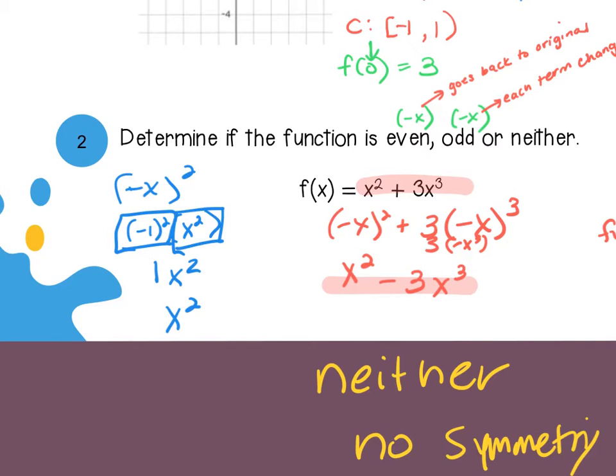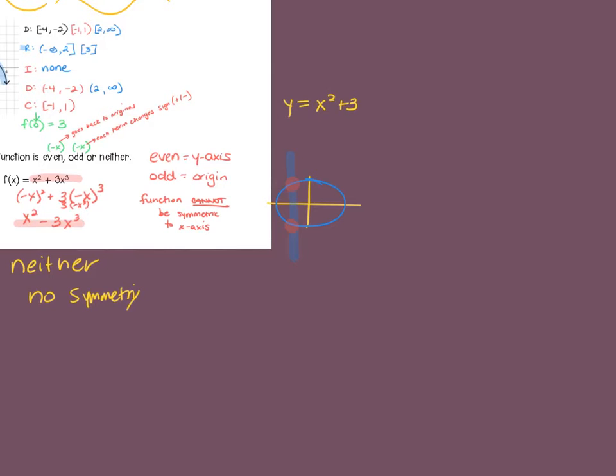So if it's neither, it's always not symmetric? No. If it's a function, yes. So if it says f of x equals, then yes. If it's neither, it's none. So what would it look like? It would be like y squared equals x plus 3. That has x-axis symmetry. That is neither even nor odd.